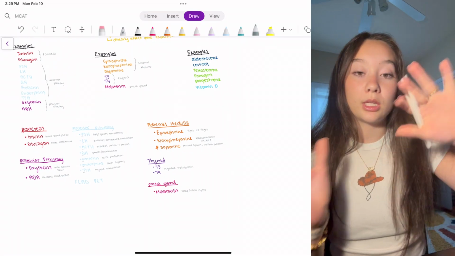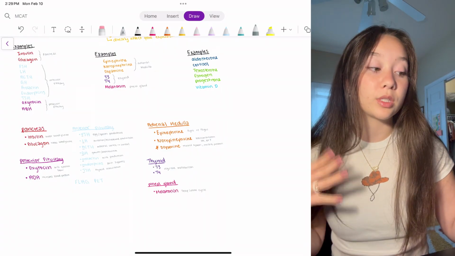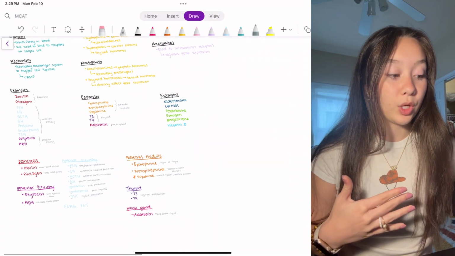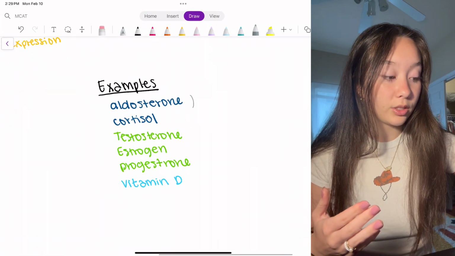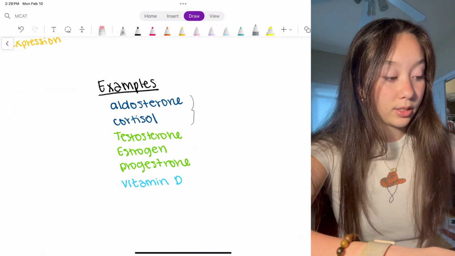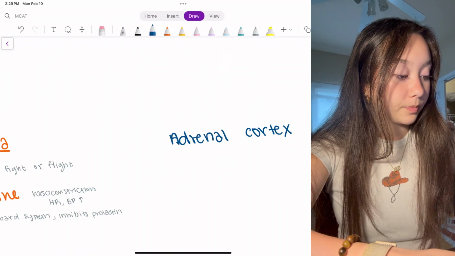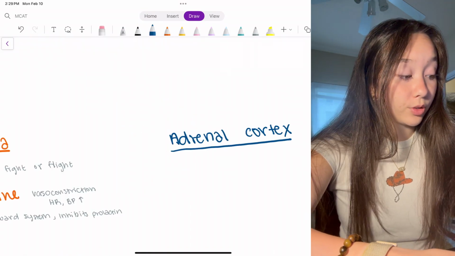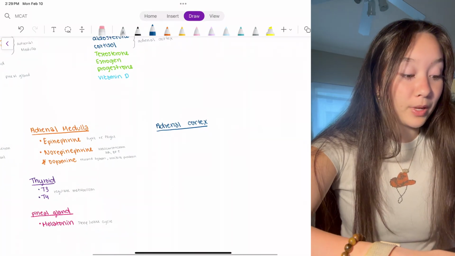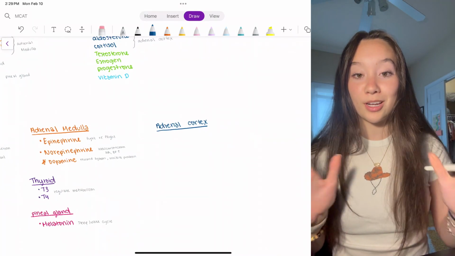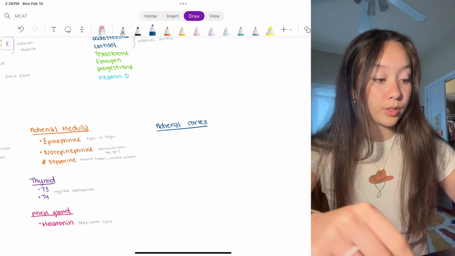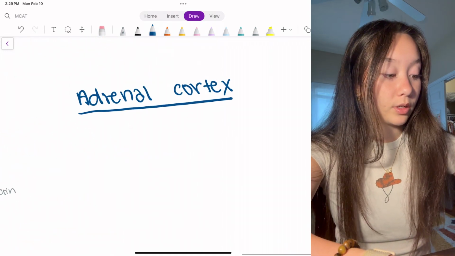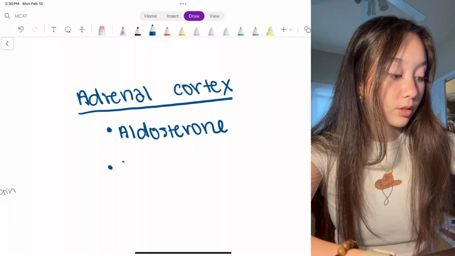Now moving on to the last section of hormones, those steroid-derived hormones. So we're starting off with aldosterone and cortisol. These are going to be from the adrenal cortex. Now the adrenal cortex and the adrenal medulla are very different, so do not get them confused. I'll show you a little trick how I remember these two hormones. But we can go ahead and write down aldosterone and cortisol.